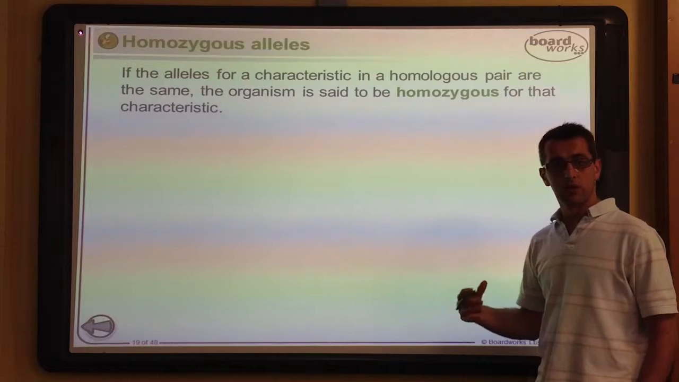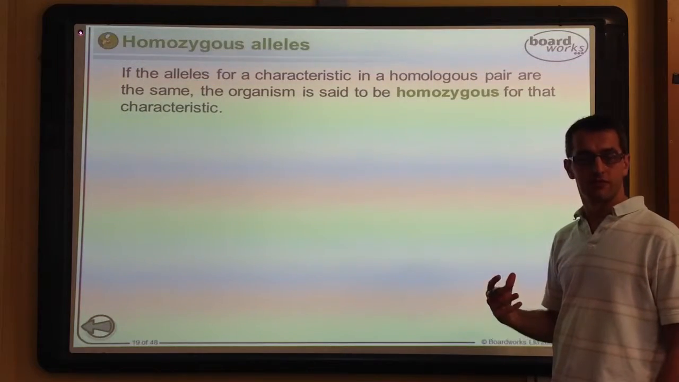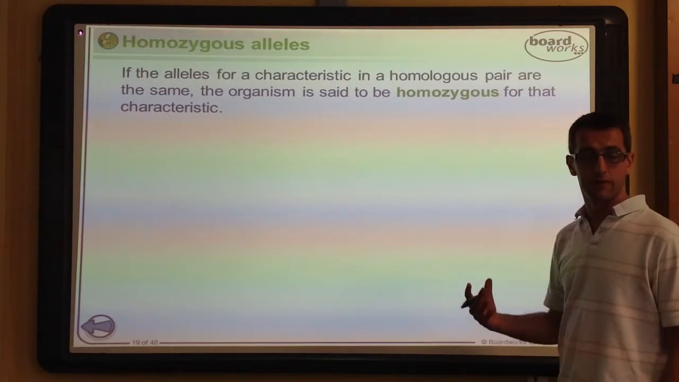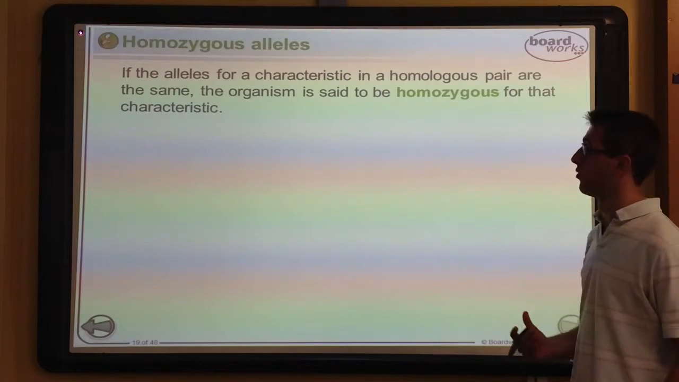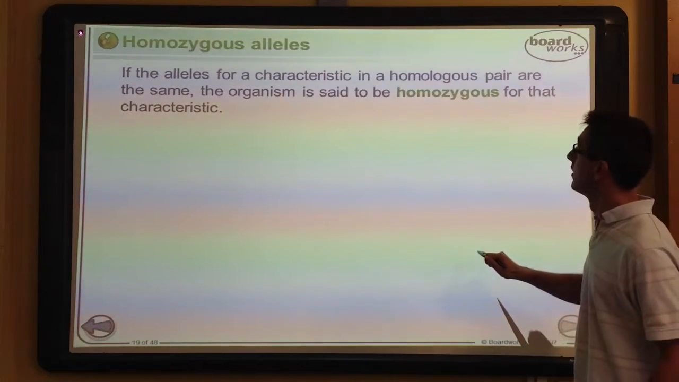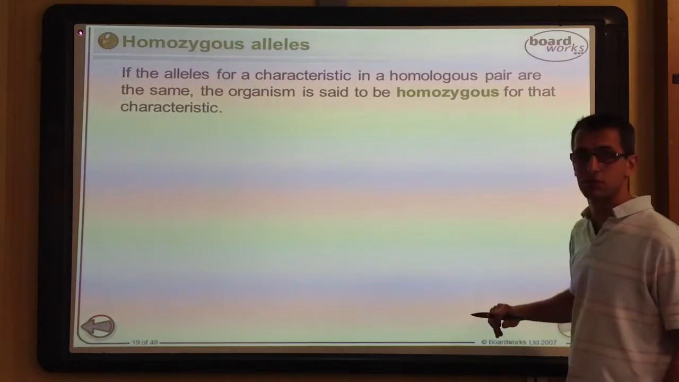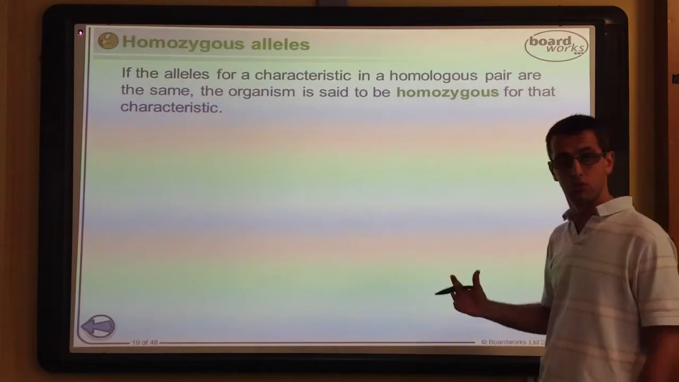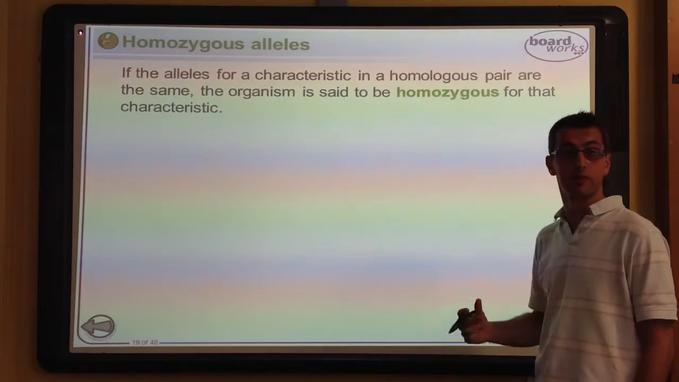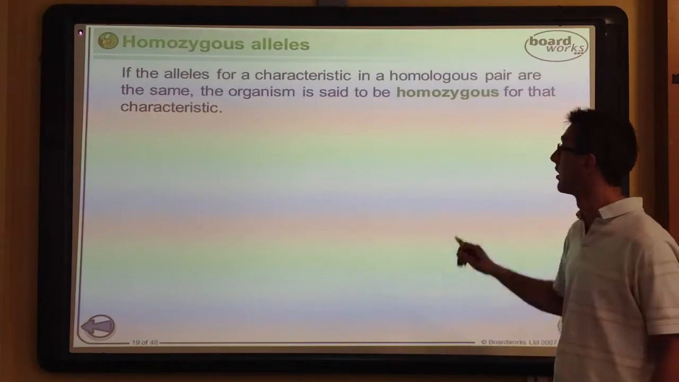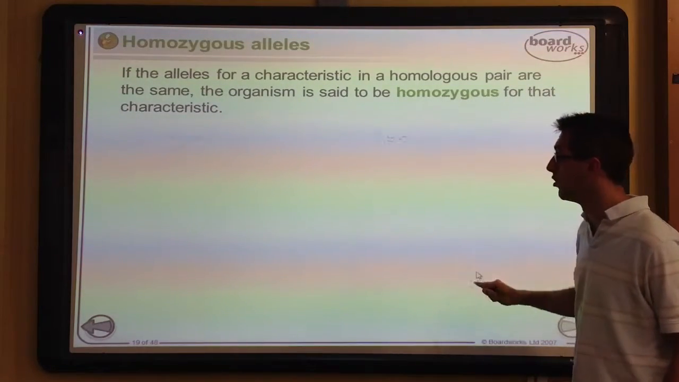Now, depending on the combination of genes that you've inherited, we describe the combination in one of two ways. If your homologous pair of chromosomes contains two genes that are the same, so maybe two brown eye genes, that we describe as being homozygous.